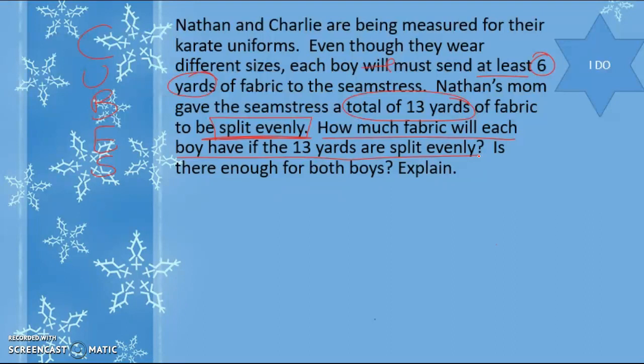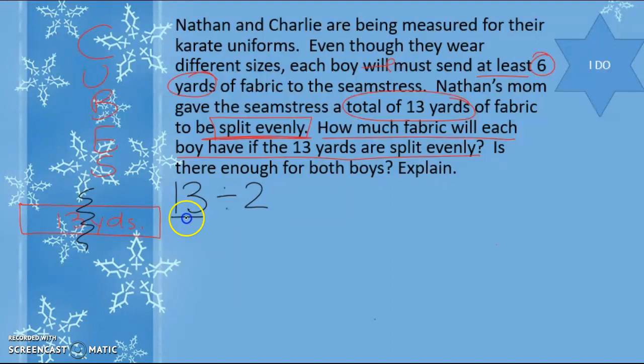Okay, what do I visualize? I see a long piece of fabric, and it's 13 yards. And she says that the fabric must be split evenly between 2 boys. So that means I probably have to cut it in half. But what does that look like as an expression? It looks like 13 divided by 2.